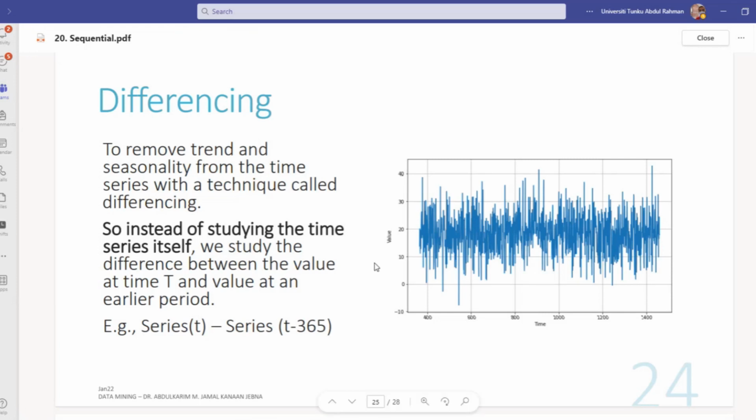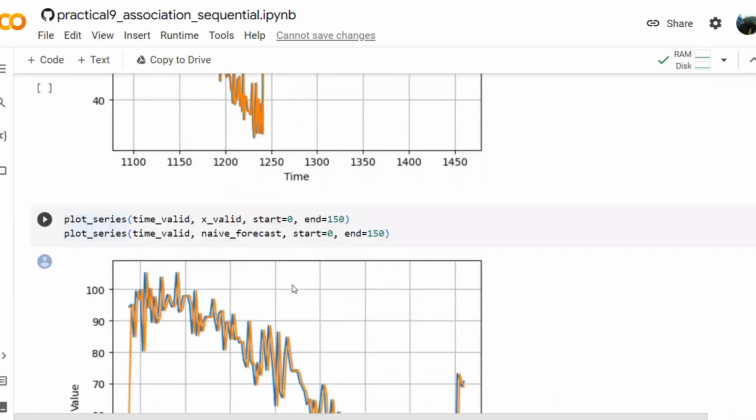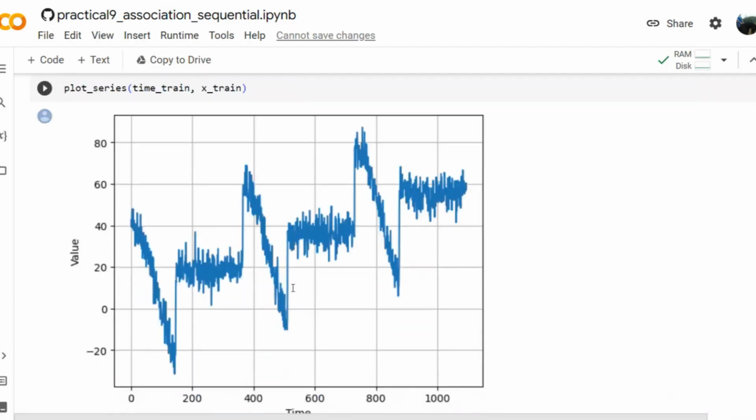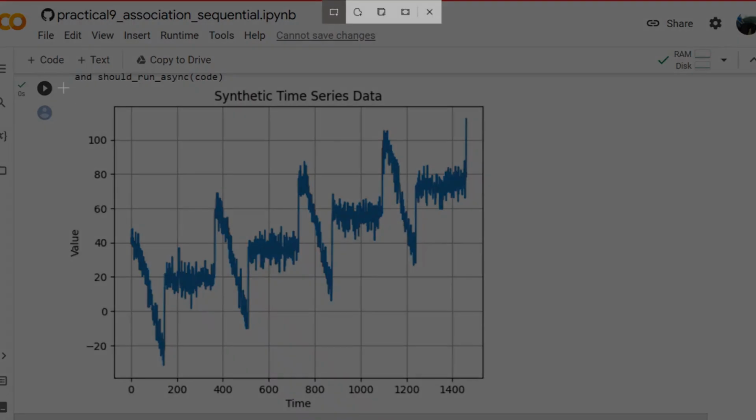So you got the point why I'm subtracting 365 here. I'm taking the value from 365 days before, that means 1 year before. So whatever value we are looking at, we subtract the value from 1 year earlier. If you still don't understand, let's take this example.